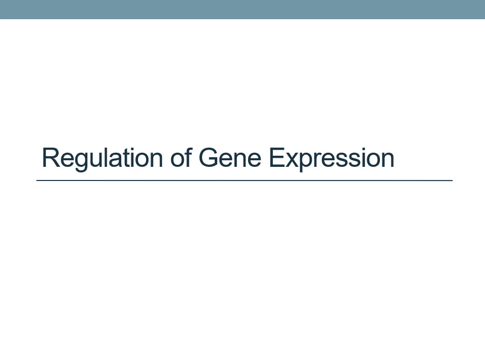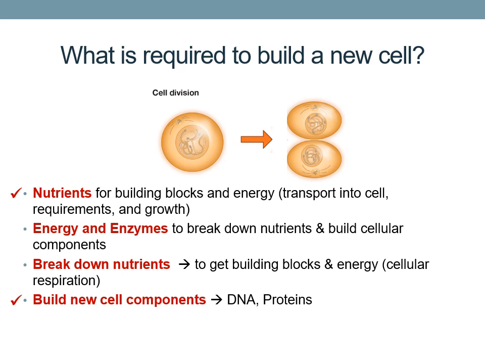Regulation of gene expression. In the previous lecture, I discussed how the cell builds new cellular components required to prepare for cell division and to maintain itself. The processes of DNA replication and protein production must be regulated so that the cell makes those components only when needed.